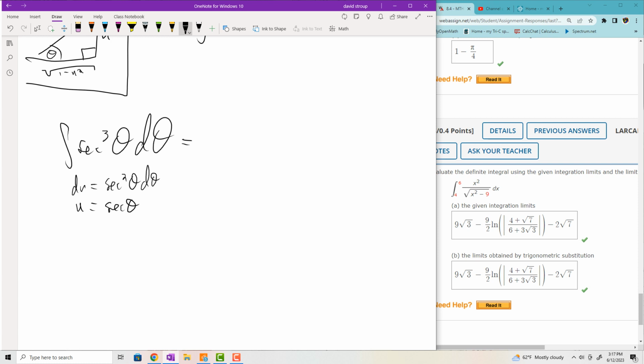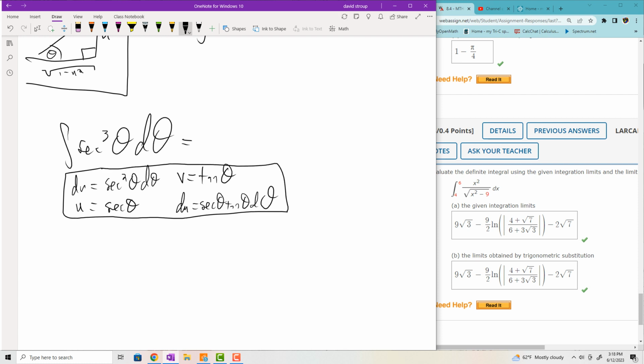So anyways, the derivative of u is, of course, secant tan. And then the integral of secant squared, fortunately for us, we know that is just tan theta. Okay. All right. So u times v, secant theta tan theta, and then minus the integral of v du. So we get tan squared theta secant theta d theta.